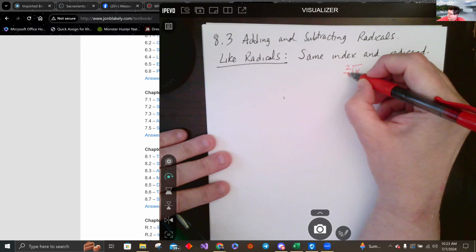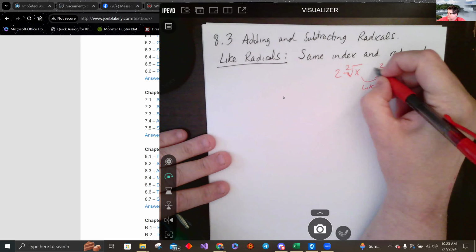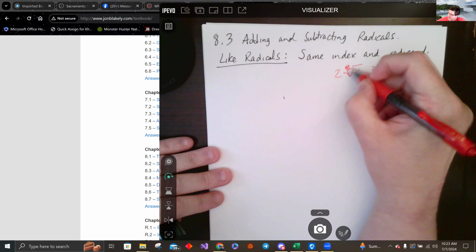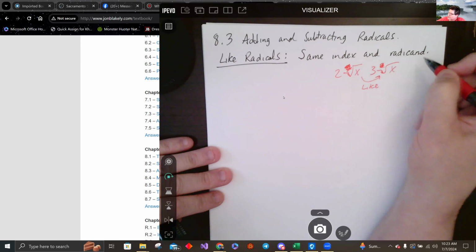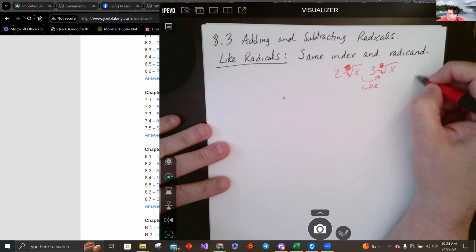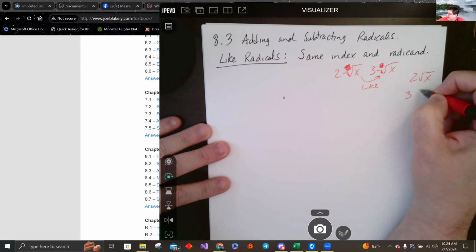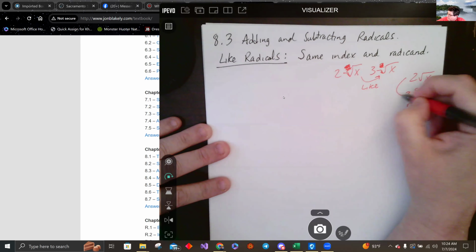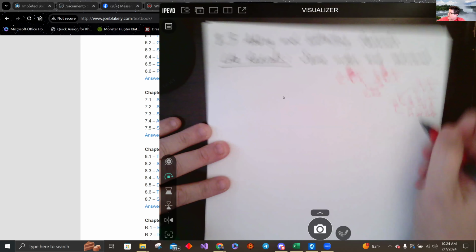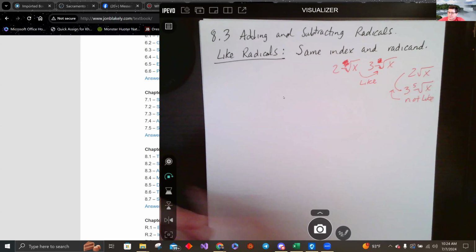Even if we have coefficients in front. 2 times the square root of x, 3 times the square root of x. I'm going to get rid of the index. We don't need to see the index. 2 square root of x, 3 square root of x are alike. 2 square root of x and 3 fifth root of x are not like. And neither is it if we have a different exponent on the inside.